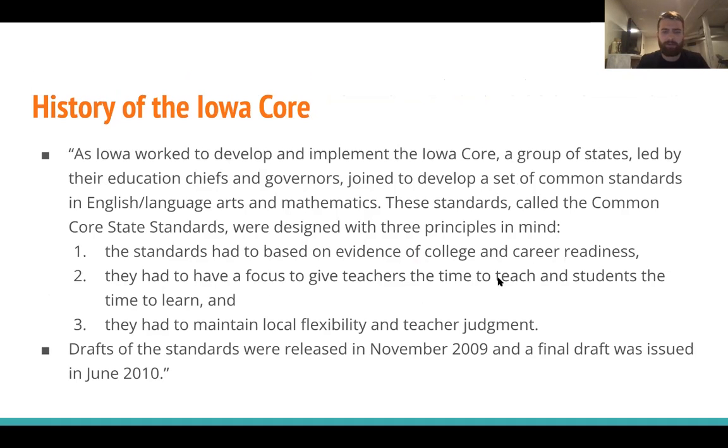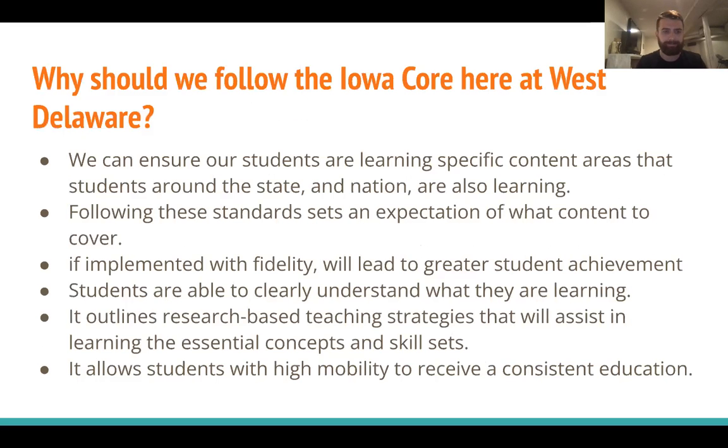As Iowa worked to develop and implement the Iowa Core, a group of states led by their educational chiefs and governors joined to develop a set of common standards in ELA and math. These standards, called the Common Core State Standards, were designed with three principles in mind. The standards had to be based on evidence of college and career readiness. We kind of hit on that. They had to have a focus to give teachers the time to teach and the students time to learn, and they had to maintain local flexibility and teacher judgment. Drafts of the standards were released in November 2009, and a final draft was issued in June 2010. So this has been 10 or 11 years in the works.